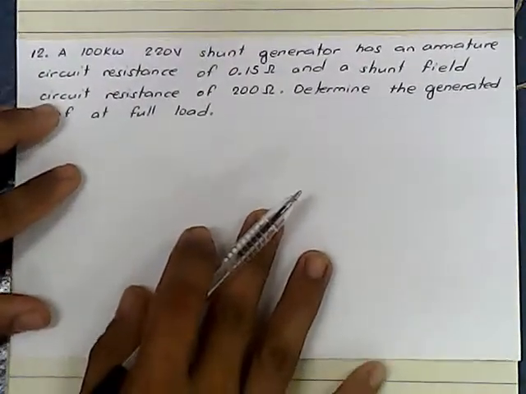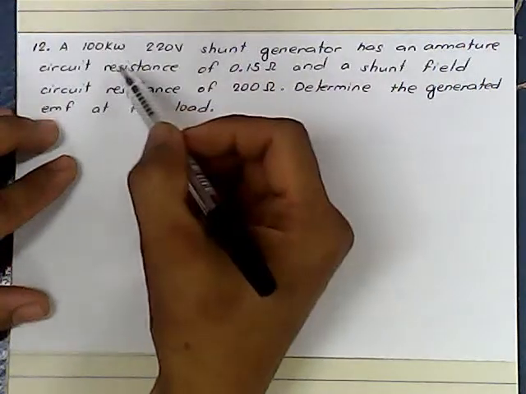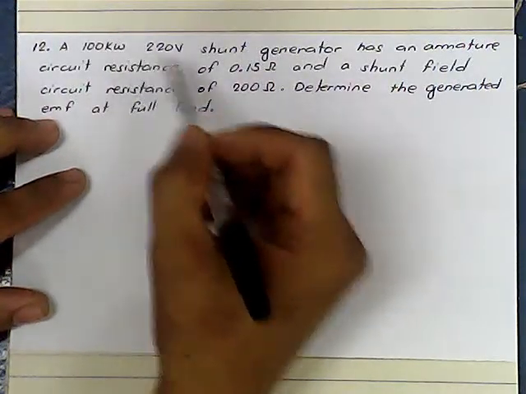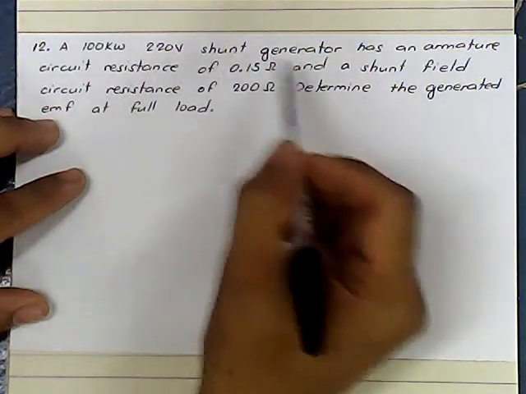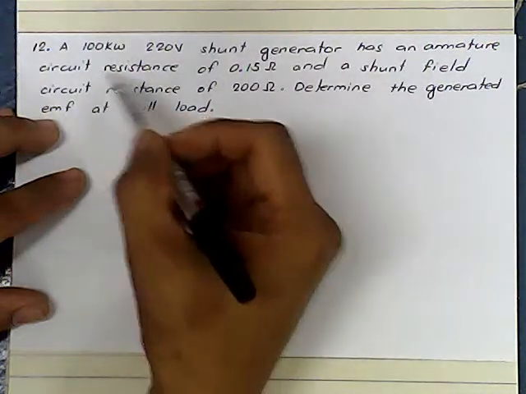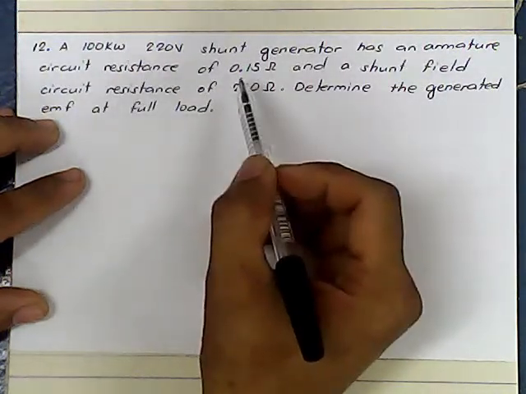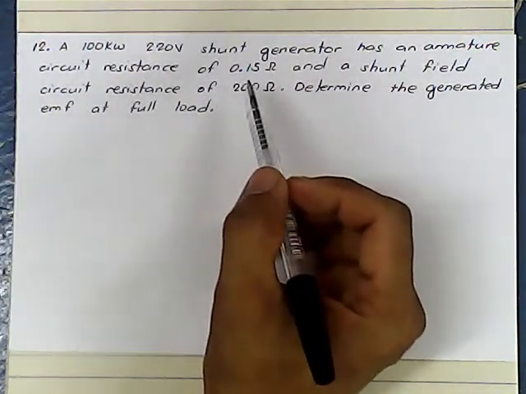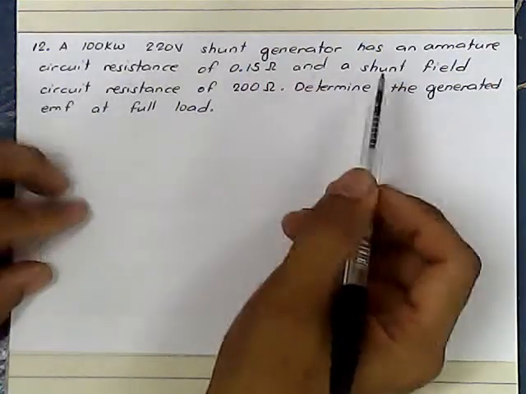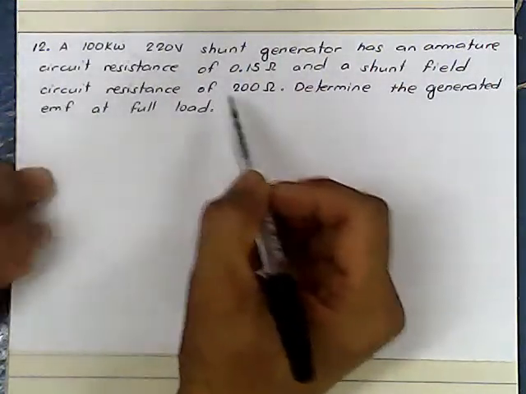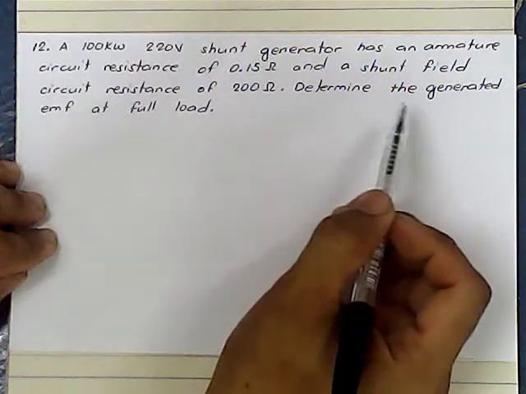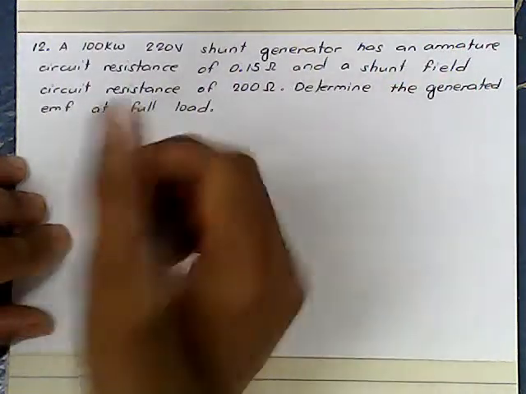Okay, so let's proceed with problem number 12. Ngayon, a 100 kilowatt, 220 volt shunt generator has an armature circuit resistance of 0.15 ohm and a shunt field circuit resistance of 200 ohms. So determine the generated EMF at full load.